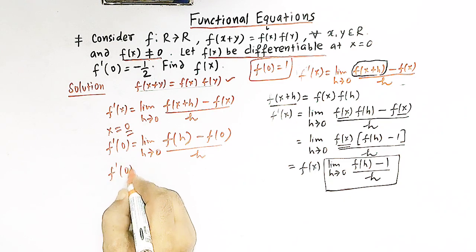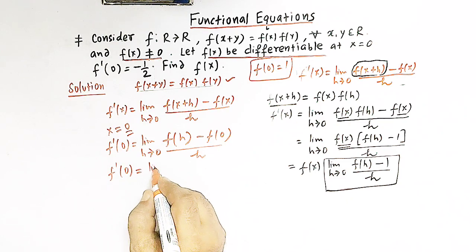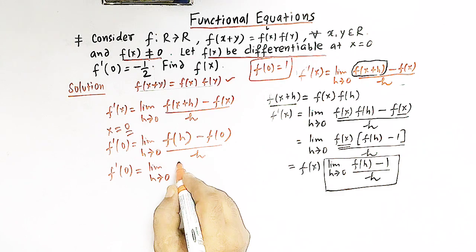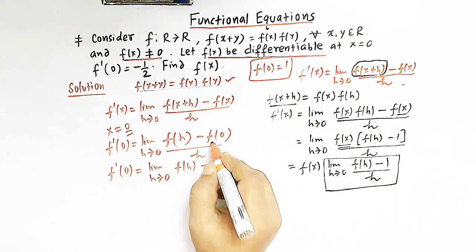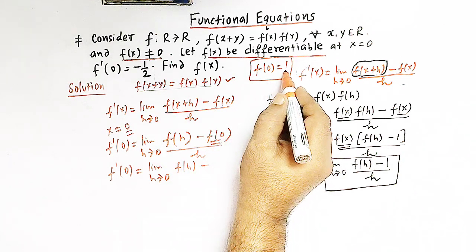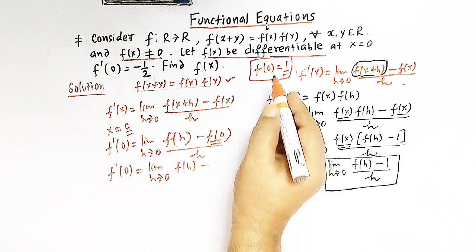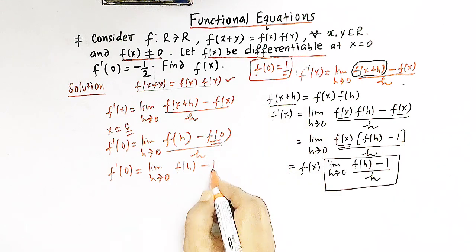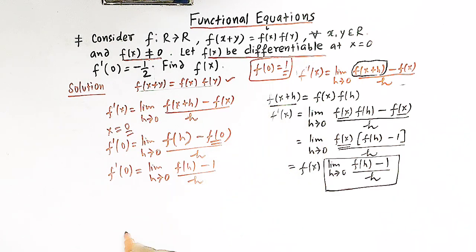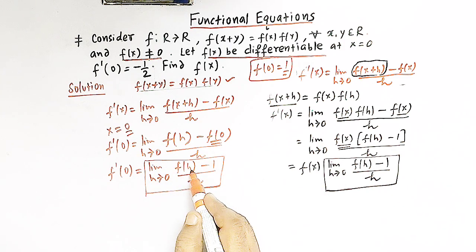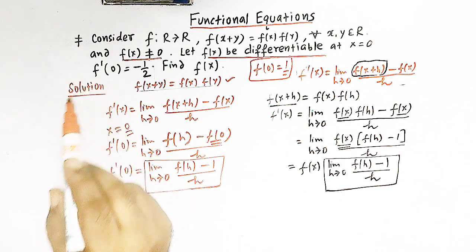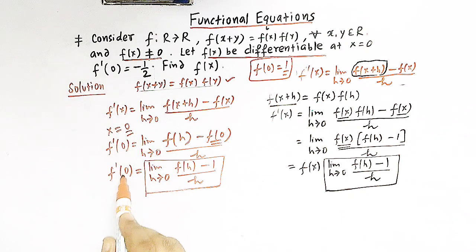Now f prime of 0 is equal to the limit as h tends to 0. We have f of h minus f of 0, and f of 0 is equal to 1. So taking this value over here, we have 1, and here we have h. So we can see that the limit as h tends to 0 of (f of h minus 1) over h is equal to the derivative of the function f of x at x is equal to 0.